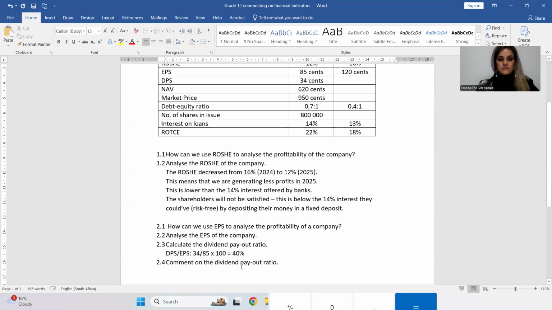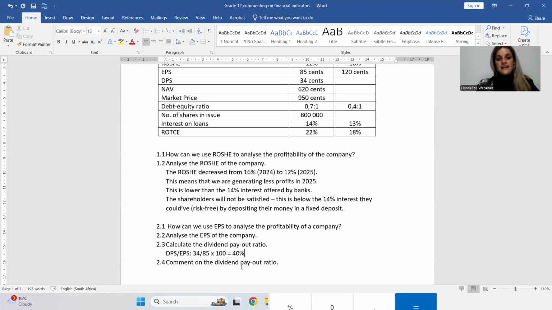40% is the percentage of earnings per share that you distributed to your shareholders. Comment on this. So the commentary is basically open-ended to a certain extent. I don't want you to say that the company should be paying higher dividends, because think about it, if they pay more dividends, they are retaining less of their profits to be able to generate a profit in the next financial year.